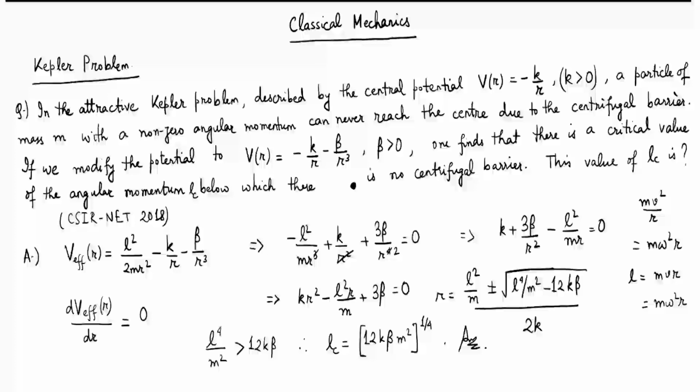So the best way is, whatever the stable orbit is, because there is no net force acting on the particle or planet, this dV effective by dr is equal to 0. That means the radial force is 0. Forces are balanced. You see the very interesting thing. If you would have only minus k by r, then what would have been your r?